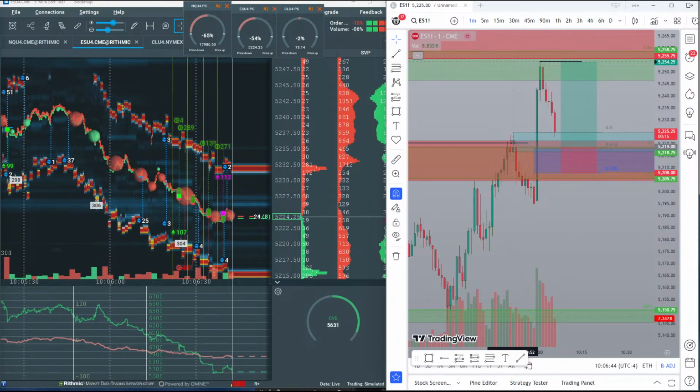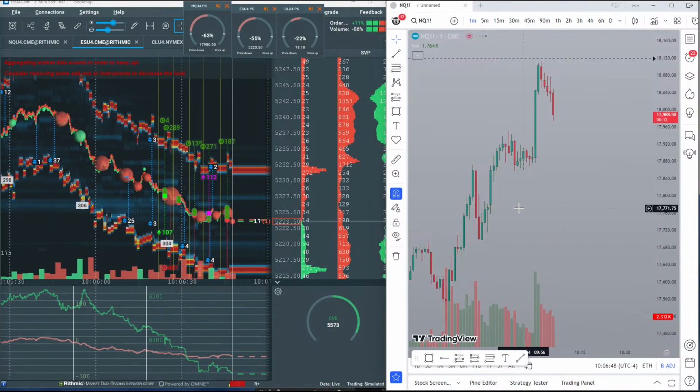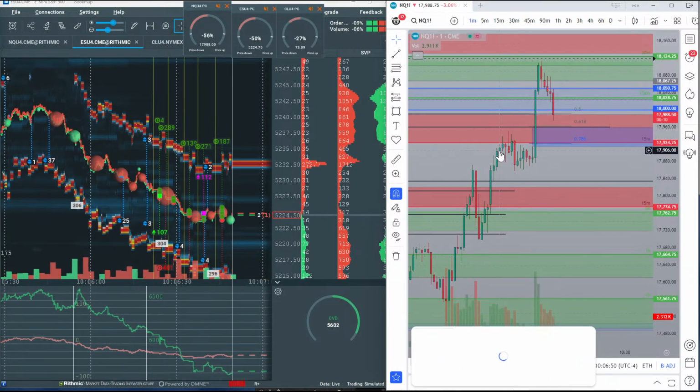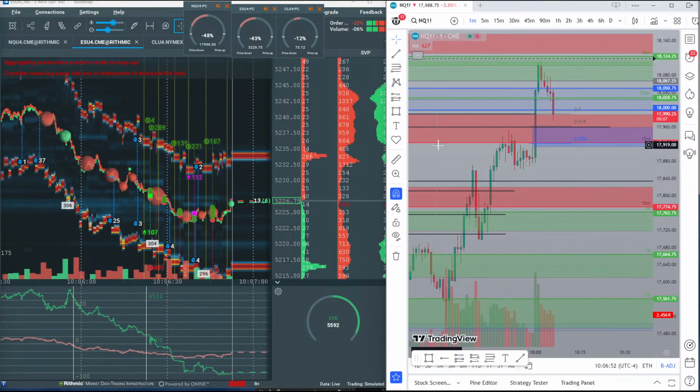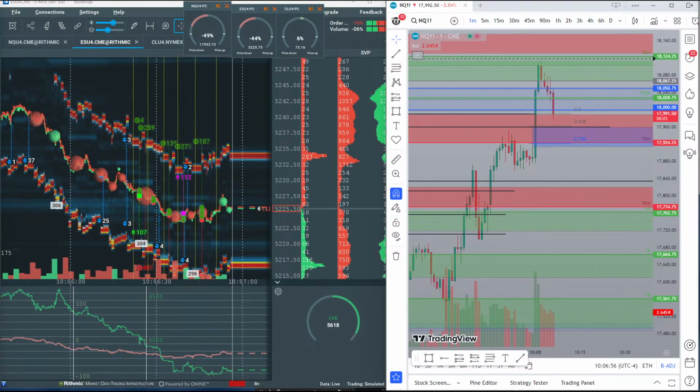Three to one. I hate 3 to 1s. Nah, I'm just kidding. We'll see. NQ also coming to that. What are we taking? NASDAQ or ES? I guess NASDAQ's relatively stronger, so we're gonna take the NASDAQ.